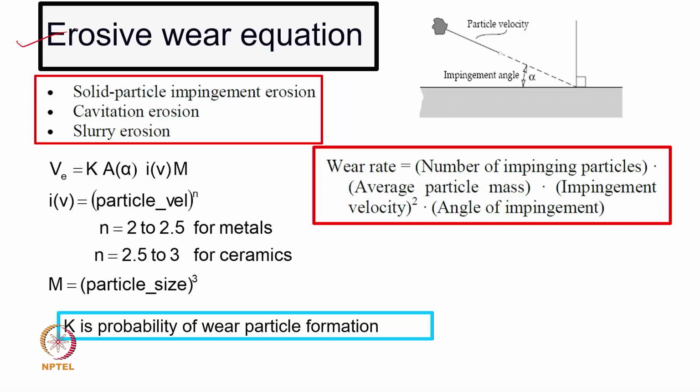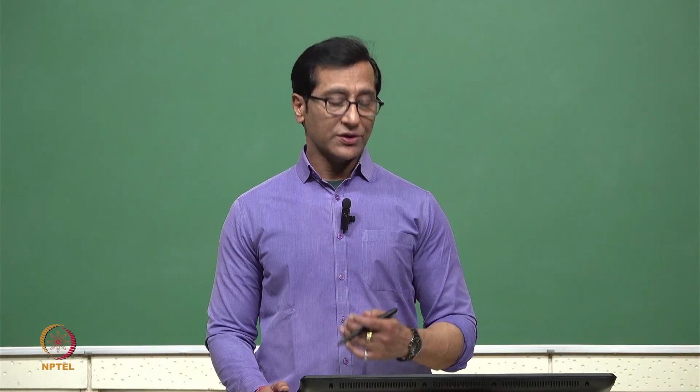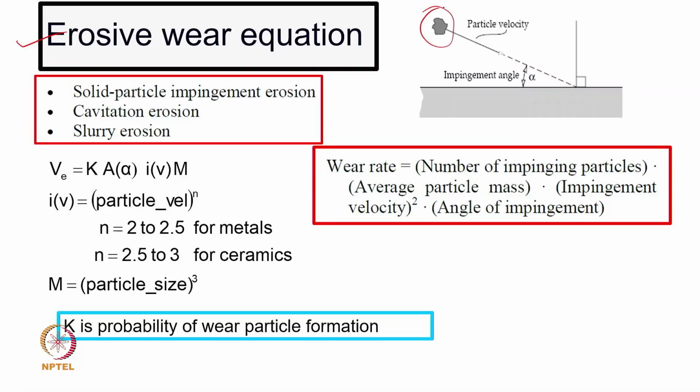Now we use the word erosive wear because the water comes with particles and there is a velocity. So we are assuming there's a particle impacting the surface with impingement angle alpha. And already we have discussed that this kind of erosive wear can be further classified as solid particle impingement, cavitation erosion, or there is a slurry also with the water. It's not only solid particles; slurry causes erosion.